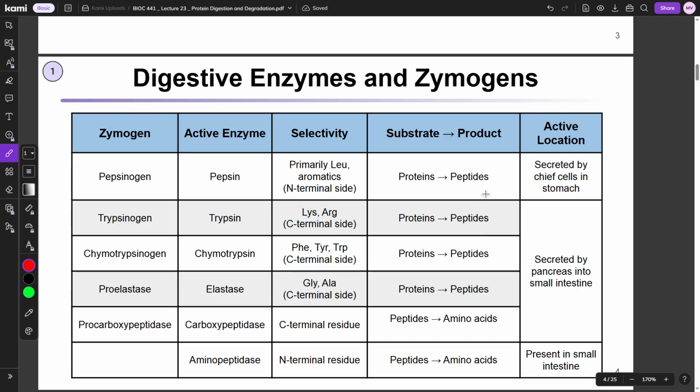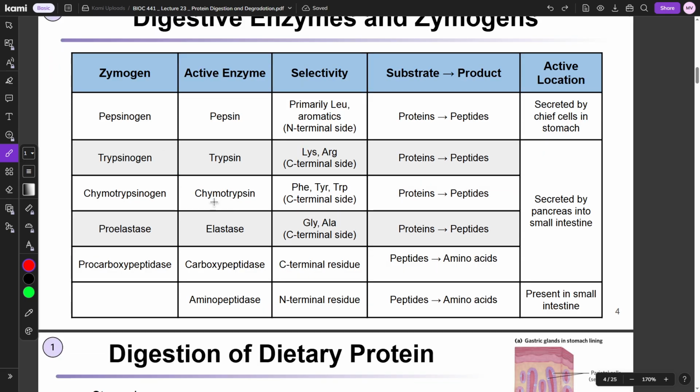Here is just a massive list of all of the enzymes. So the zymogen form is literally just taking the active enzyme name and adding -ogen to the end of it. So pepsin, pepsinogen, trypsin, trypsinogen, chymotrypsin, chymotrypsinogen. The only ones that are a bit weird are the ones that end in -ase. If it ends in -ase, we actually put pro in front of it instead.